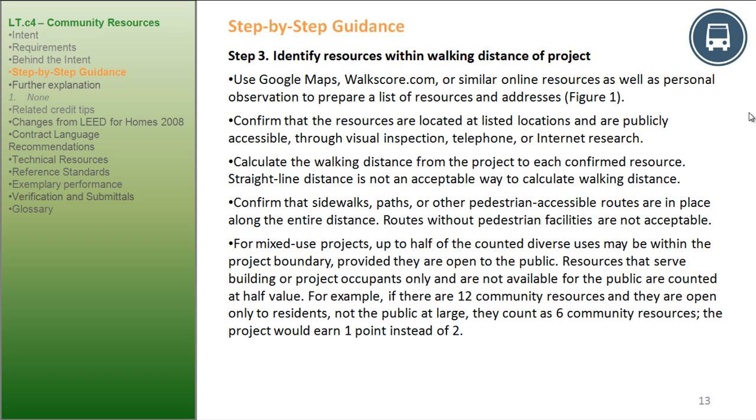Step 3. Identify resources within walking distance of the project. Use Google Maps, Walkscore.com, or similar online resources, as well as personal observation, to prepare a list of resources and addresses. See Figure 1. Confirm that the resources are located at the listed locations and are publicly accessible through visual inspection, telephone, or internet research. Calculate the walking distance from the project to each confirmed resource. Straight-line distance is not an acceptable way to calculate walking distance.